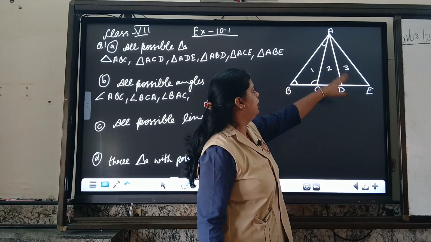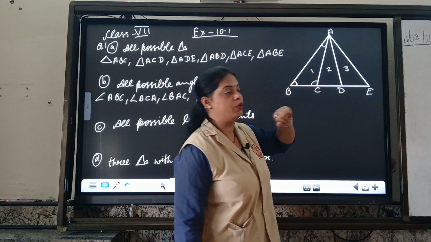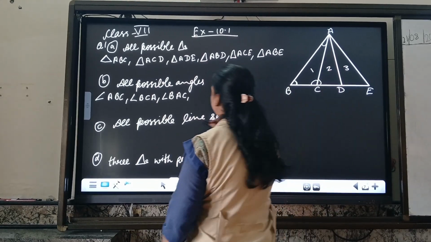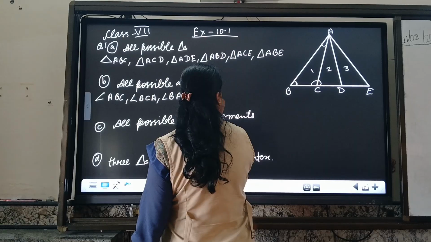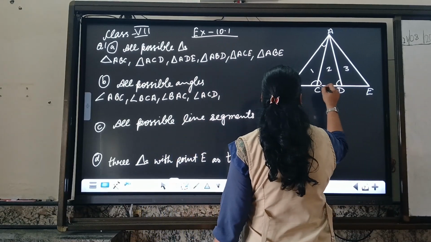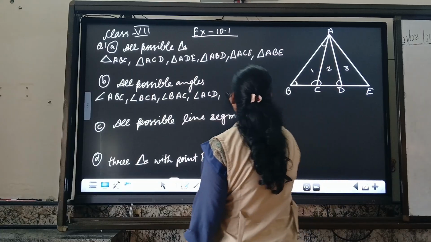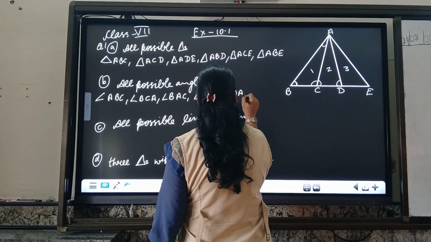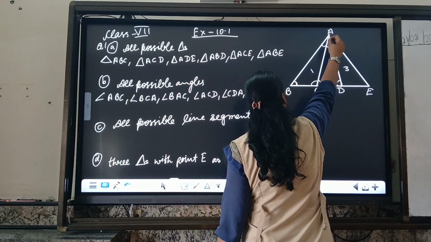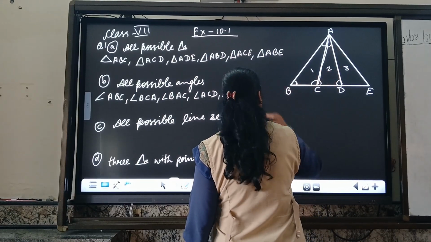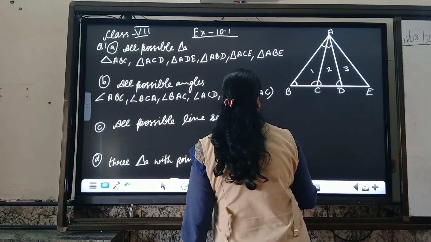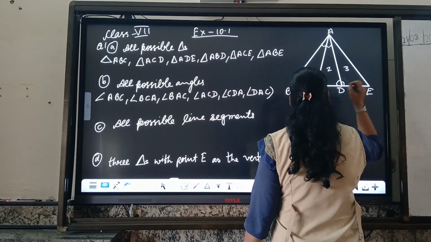Now CDA, the same procedure will go on. I will take C in between A and D. Angle C in between A and D. Now I will take D in between, CDA. And hence BAC. Now I will move towards the third triangle.